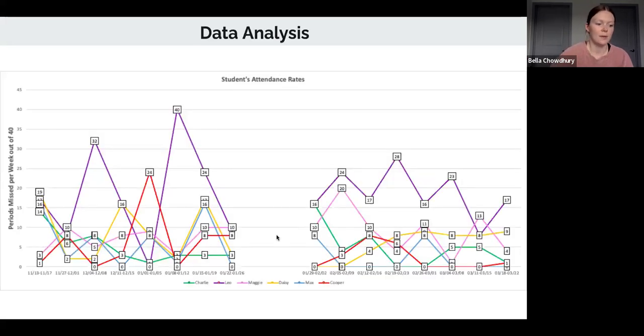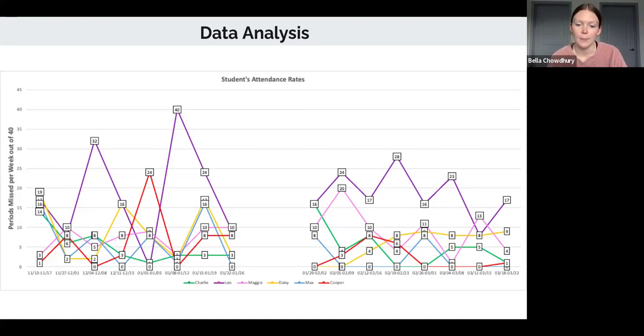All right, so now to look at some of the data. My line graph is showing students' attendance. Here on the left side is students' attendance 8 weeks prior to any intervention. And then on the right side is the 8 weeks during intervention when that was occurring.